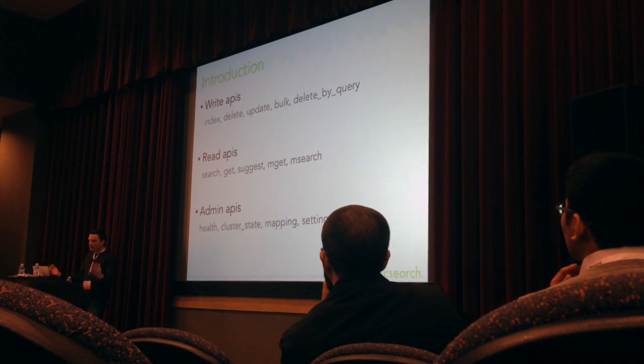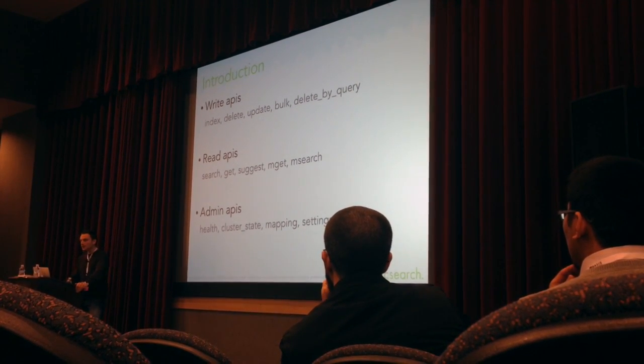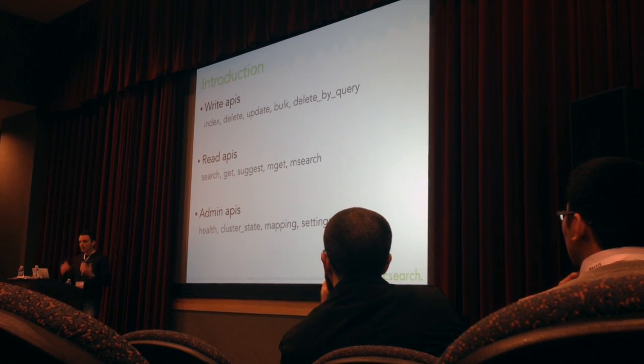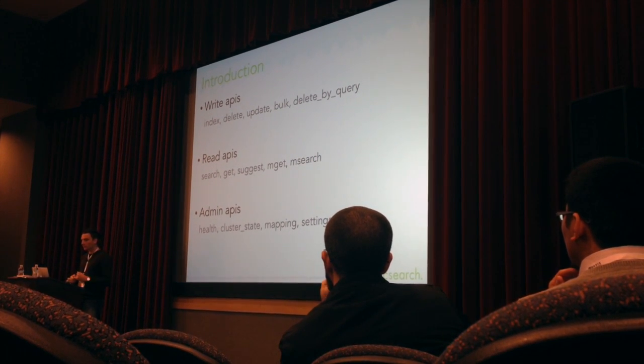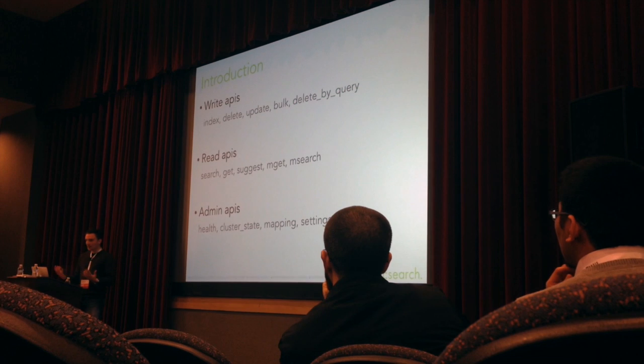So everything in ElasticSearch is API based. There are a bunch of APIs, a lot of APIs. There are write-related APIs, so an index API, a delete API, an update API. You do something with your data, delete it, update a specific field, for example. There are APIs that allow you to bulk multiple operations in a single request, the bulk API. There's a delete by query API, those kinds of APIs are there and usable.